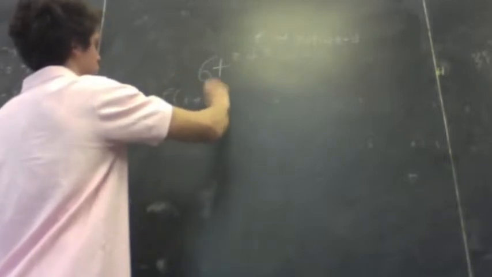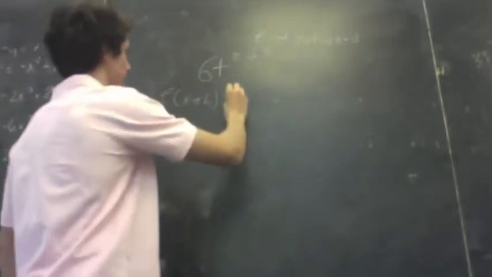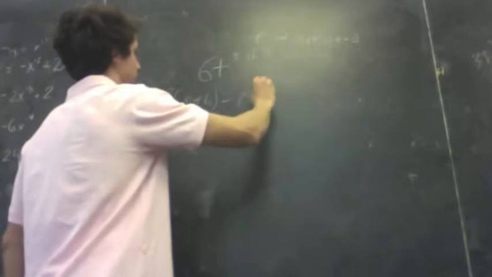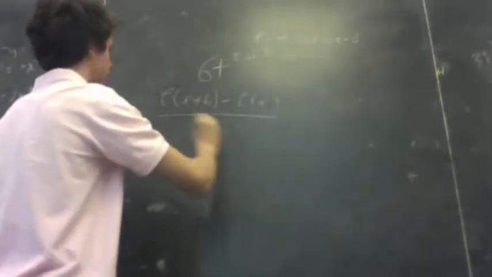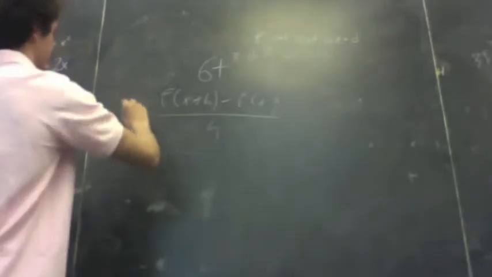f of x plus h, minus f of x, over h. The actual value doesn't matter, because you have that. Now, the next question is, we were trying to find the limit as h goes to 0.